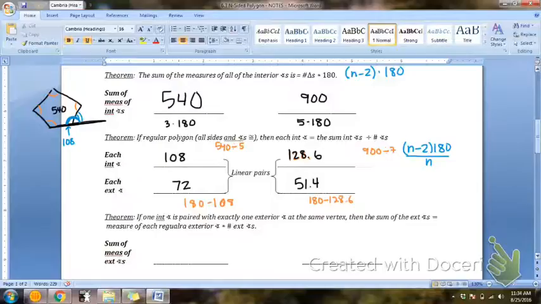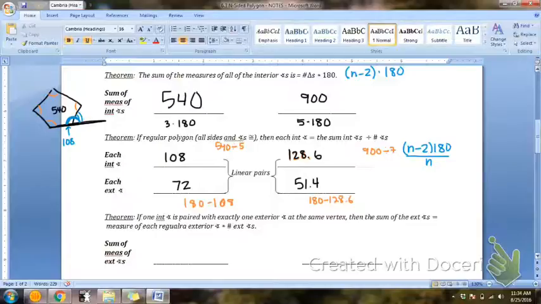Let's take 51.4. And how many exterior angles are there of a heptagon? 7. So what's 51.4 times 7? 359.8, which is really close to 360. Here's the rule. All the exterior angles of any shape, no matter the number of sides, always add up to be 360. So the exterior angles always add up to be 360.